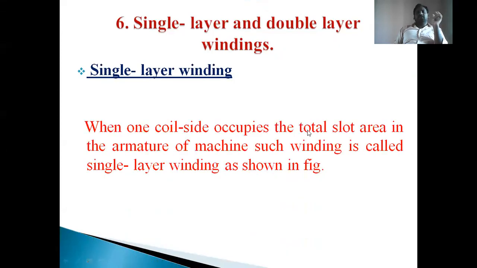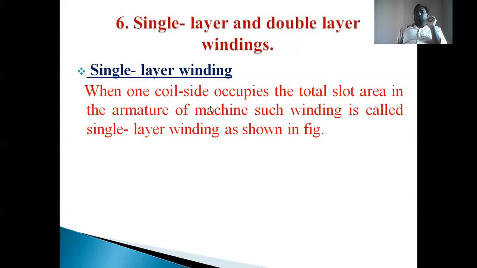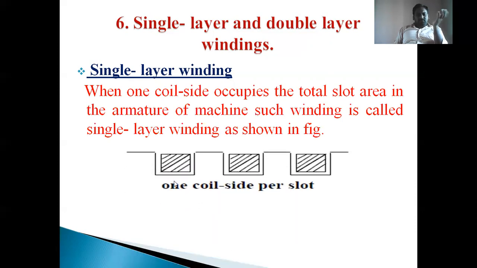Such a type of winding is called single layer winding. It means one coil side occupies the total slot area in the armature of the machine. We will see that in the figure. See here, these are slots. In the slot, this rectangular shaded arrangement is the coil side, not the coil. This coil side is placed in the complete slot area.